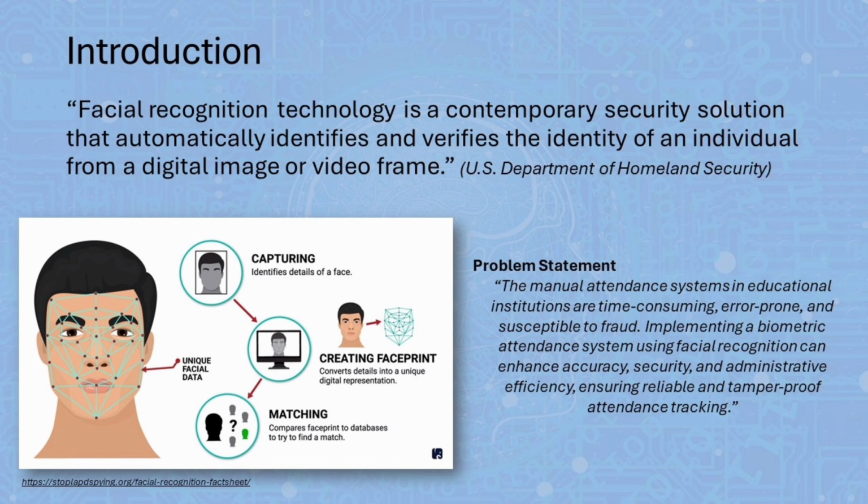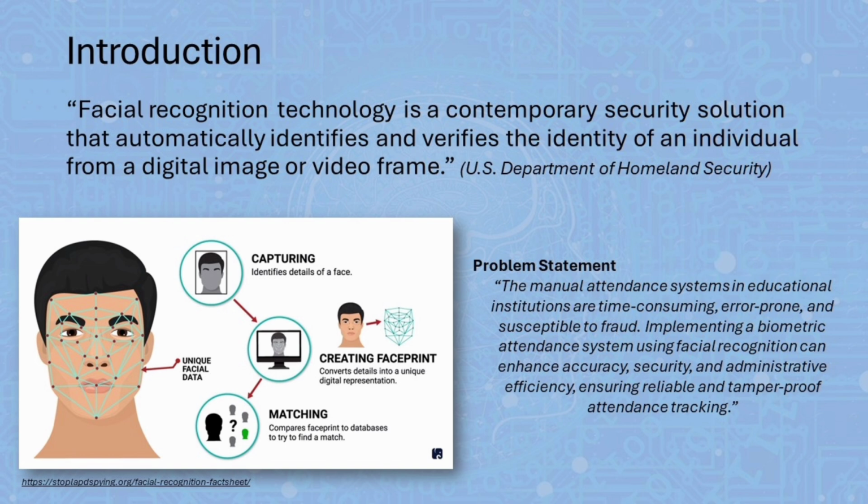The first step is capturing. The technology begins by identifying the details of a face from a digital image or video frame. As you can see in the image provided, the unique facial data is highlighted by a network of points. These points are the key features that the system recognizes, such as the distance between the eyes, the shape of the cheekbones, and the contour of the lips.